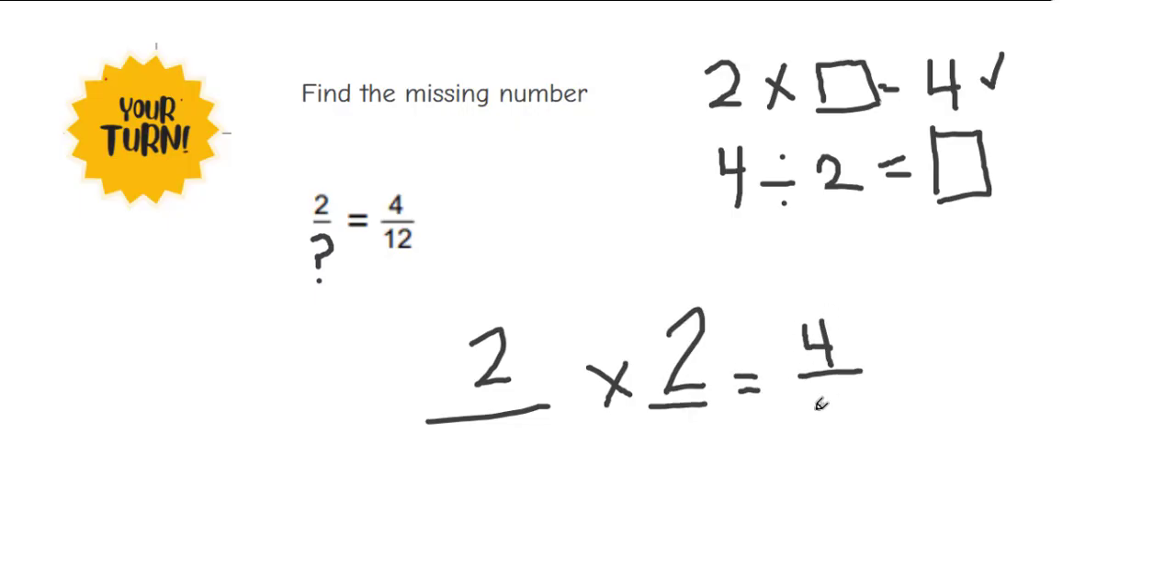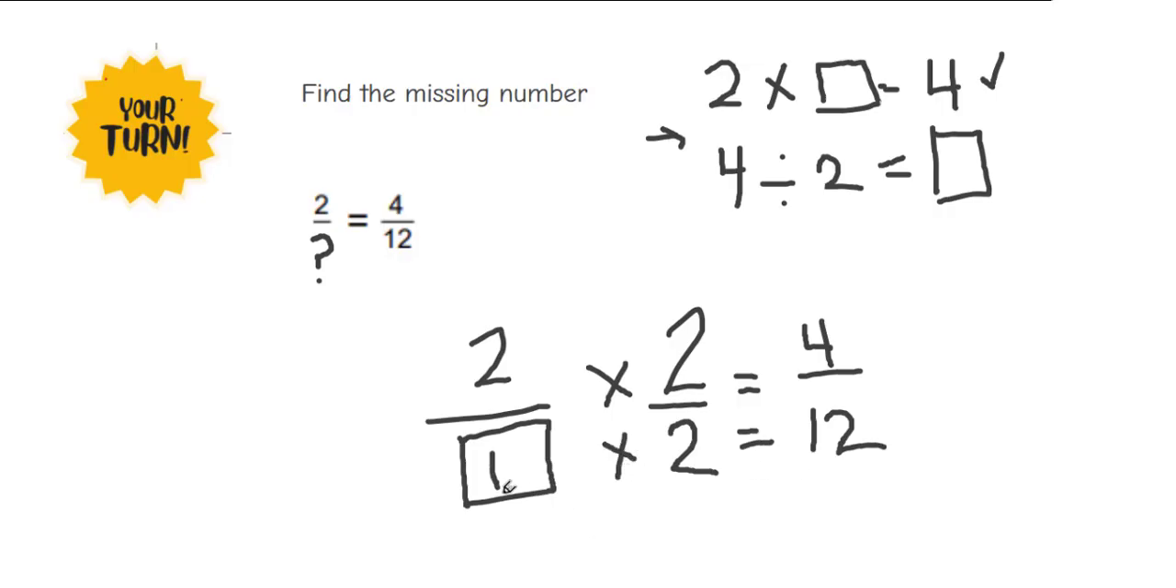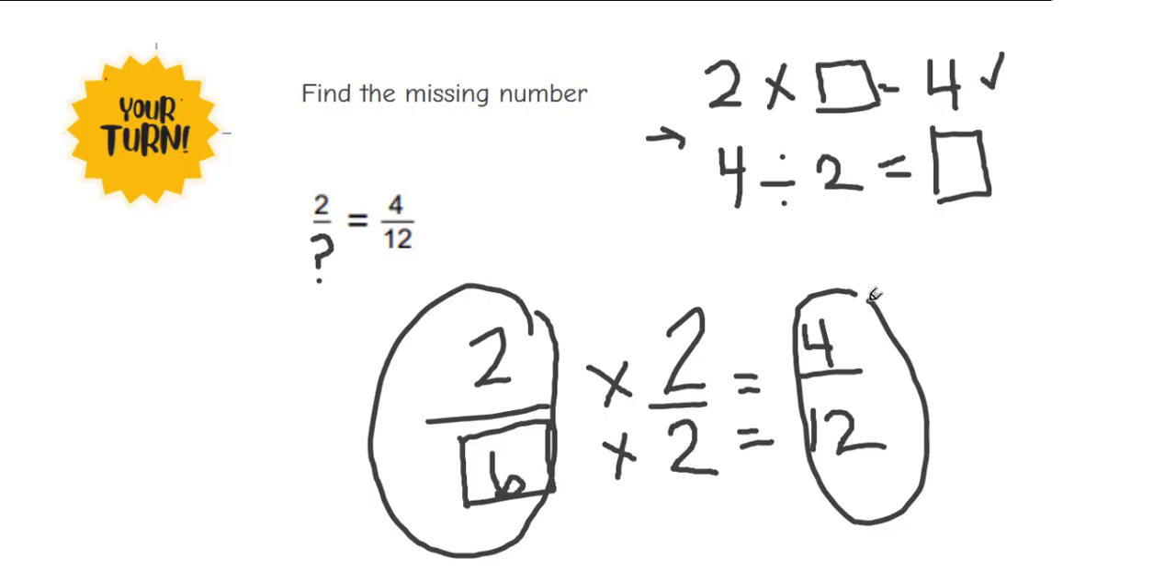I have a 12 as my denominator. Whatever I do to the top, I do to the bottom. So I'm going to multiply this number by 2, and I will get 12. 6 times 2 is 12. There you have your equivalent fraction. 2/6 is equivalent to 4/12.